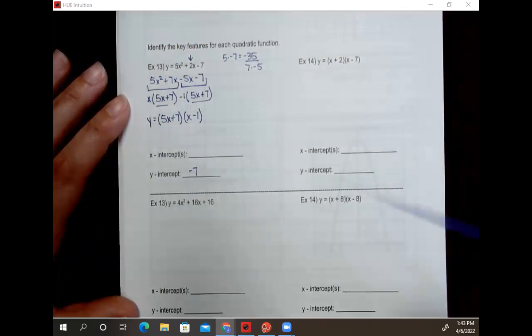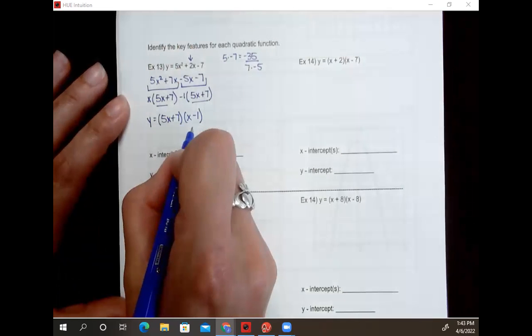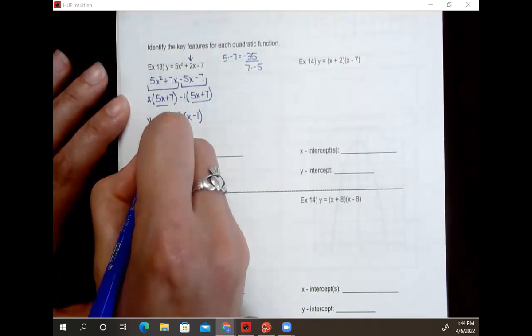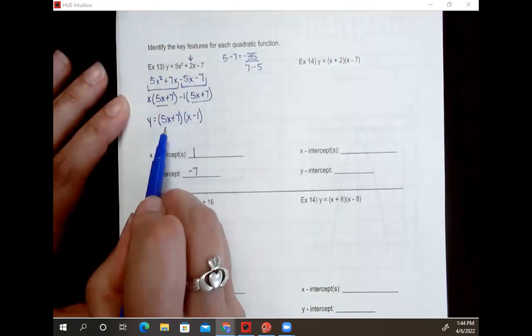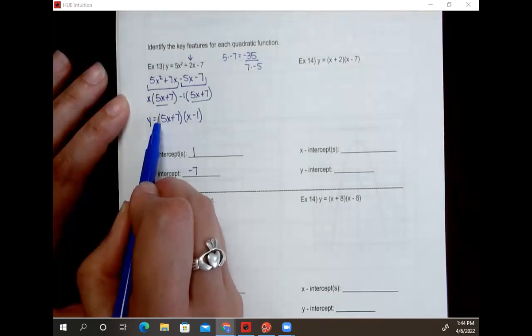Now for my x-intercepts, let's get the x-intercept from here first. What's the x-intercept from my x minus 1 factor? +1. And then this guy's a little trickier. My x-intercept from here is not -7. Remember, I've got that 5 in front, and that's going to play a part in my x-intercept.